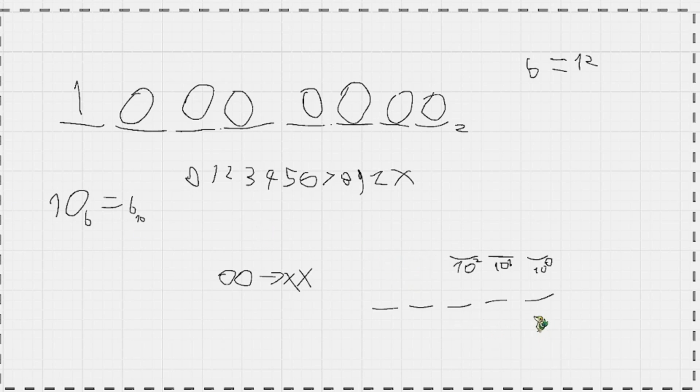Then these ones are B to the power of 0, which by definition is the ones place, because anything to the power of 0 is 1. B to the power of 1's place, or the B place, because anything to the power of 1 is itself. Then our B to the power of 2, or B squared place. Let me just get rid of these.